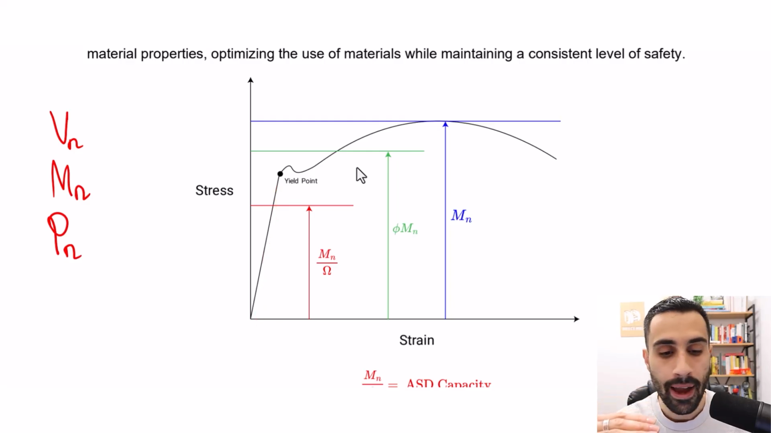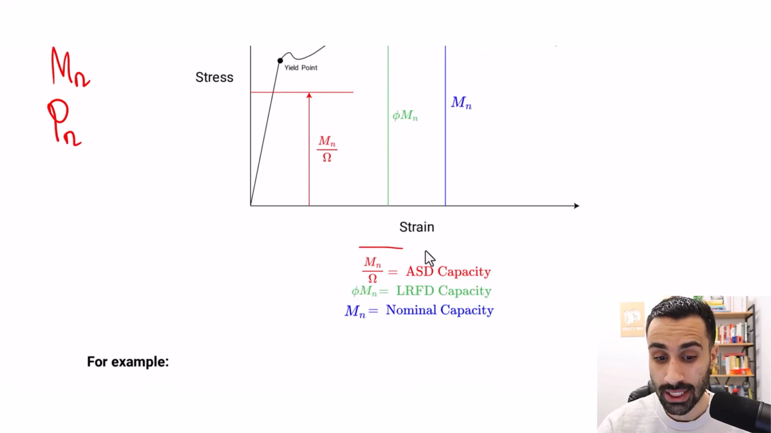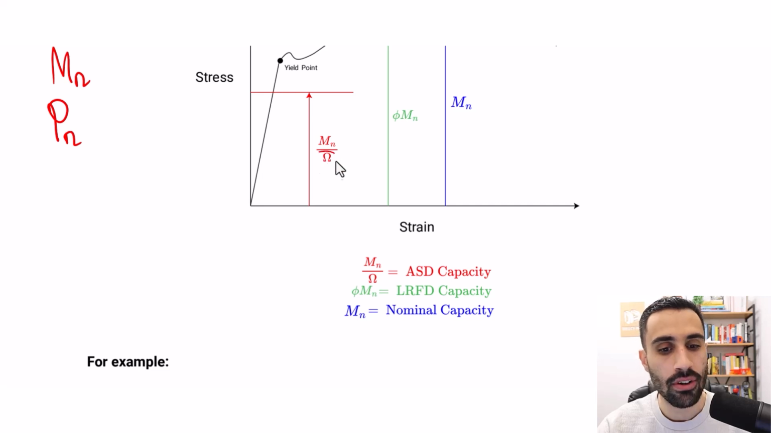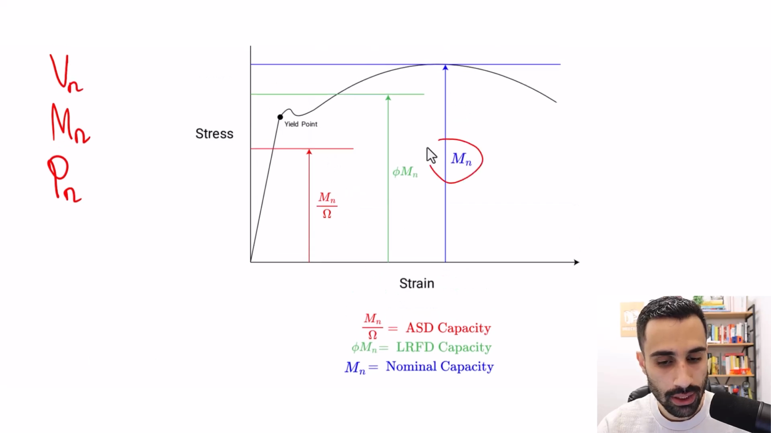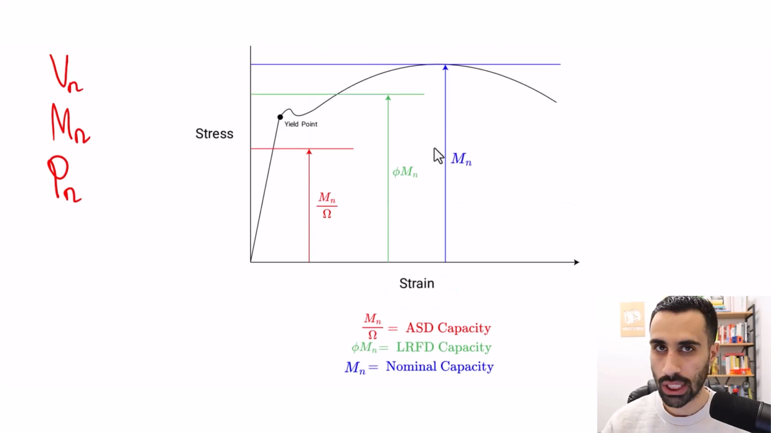It does not have to be in the elastic region. In this case, when we look at the ASD capacity, this is the ASD design strength of the member, we account for this. This is called our omega. This is like a factor of safety. So we take the starting nominal strength, which we calculate using theoretical equations that are derived for us, and then we reduce the strength and get the ASD capacity.